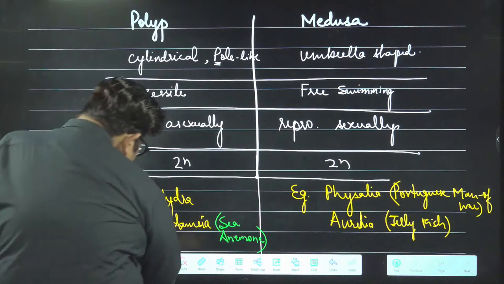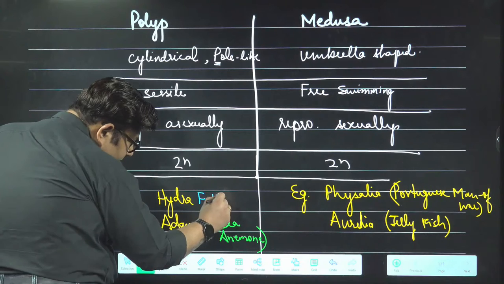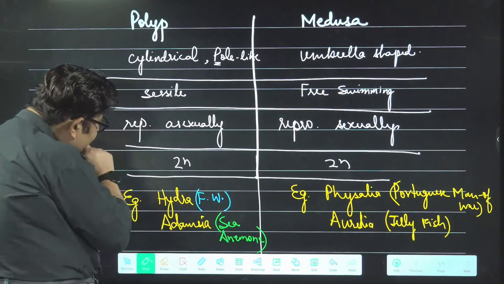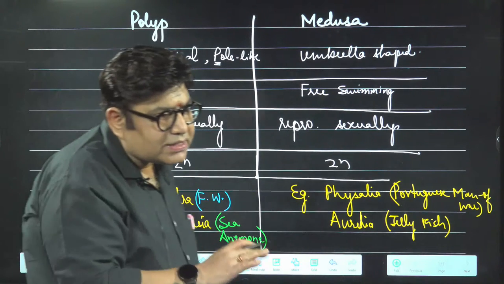Just a point about Hydra. Hydra is fresh water. Hydra lives in fresh water, in ponds and lakes. Hydra is fresh water, and this itself is a question. Dear children, this is completed.